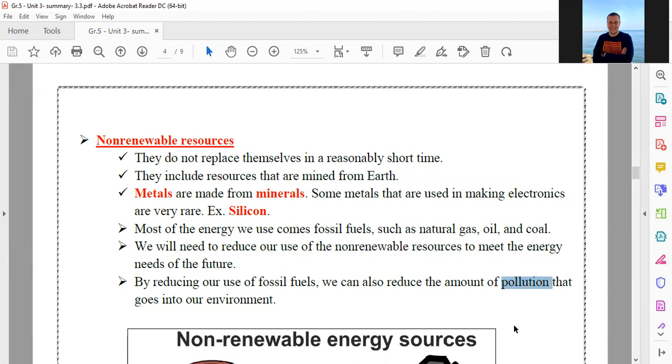Yes, when we burn the coal or natural gas or oil, it gives off smoke and harmful gases to the environment. So when we reduce or use less of these non-renewable resources, it means we will take care of our environment, because we will stop or reduce the amount of smoke and harmful gases that will be released to the environment.